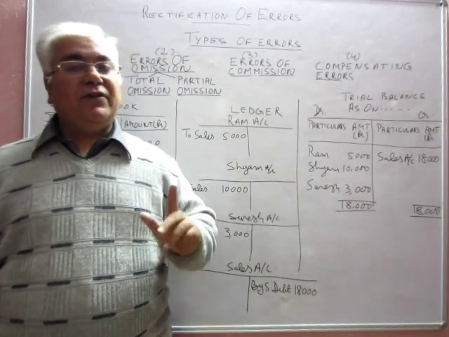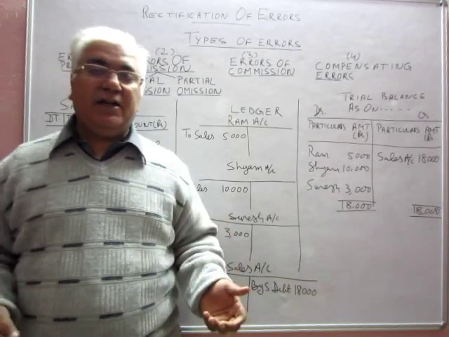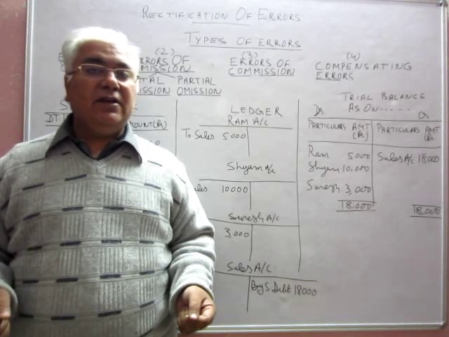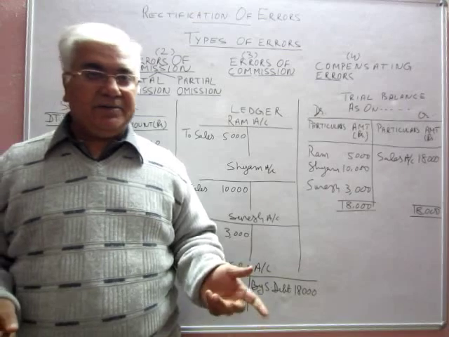Though this is a mistake which is affecting two accounts, purchase account and furniture account, that's why this will not affect our trial balance. Both sides of trial balance, that is debit side and credit side, will remain same, though it is an important mistake. So such mistakes are rectified by passing a journal entry.